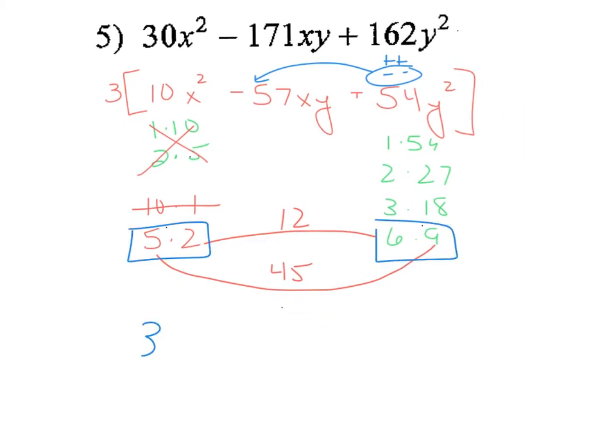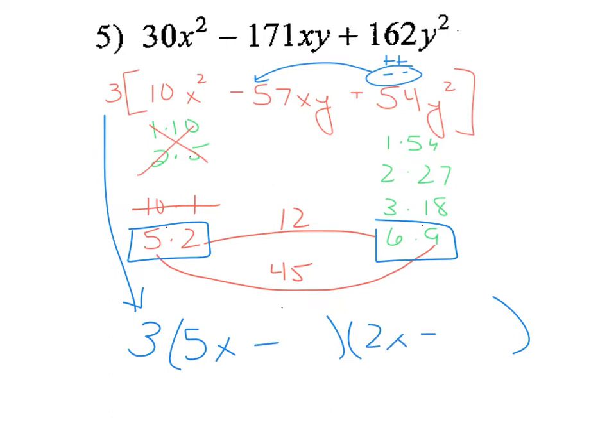So you're going to have the 3 on the outside. Keep that guy out there, right? That's your GCF from up here. Then you've got a 5x, 2x. We already know they're both negatives. And then we've got a 6y and 9y.